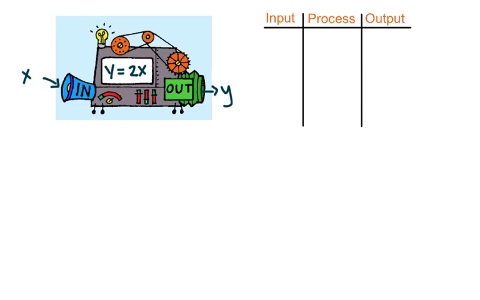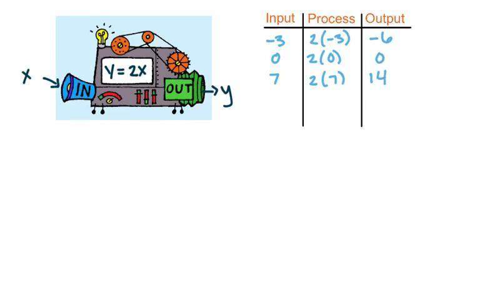So again, I can find really anything that I want to put in there. So for example, I could substitute in a -3. So if I put a -3 in, I know I'm going to do 2 times whatever that value is, and I'm going to get out a -6. I could put 0 in. 2 times 0 is 0. I could put 7 in. 2 times 7 is 14.